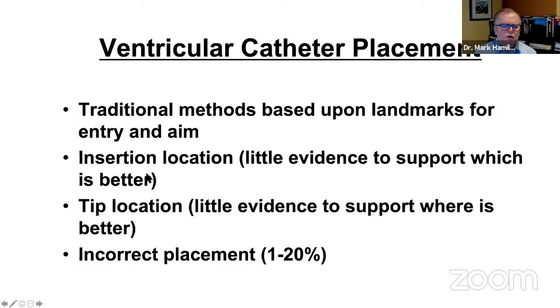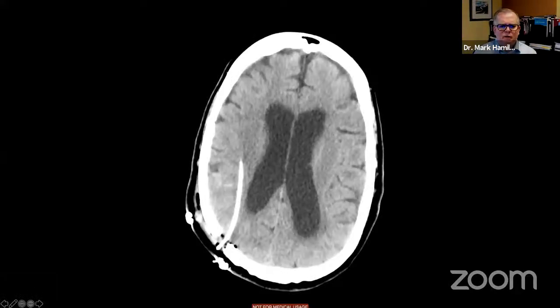There is a trial that has finished enrollment from HCRN, the pediatric group, trying to determine if there's a difference in children. Where the tip of the catheter lands in the ventricle, there's no evidence to support whether in front of the foramen of Monro or behind it makes any difference. However, incorrect placement occurs about 1 to 20% of the time. This is an example of a catheter that was oriented well to the ventricle, but ended up in the sylvian fissure.